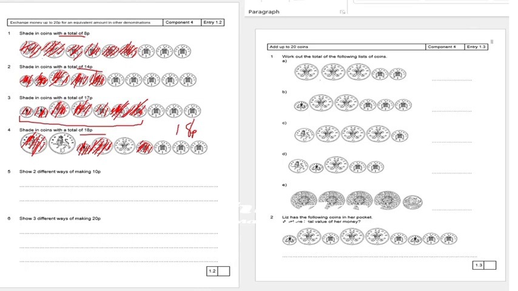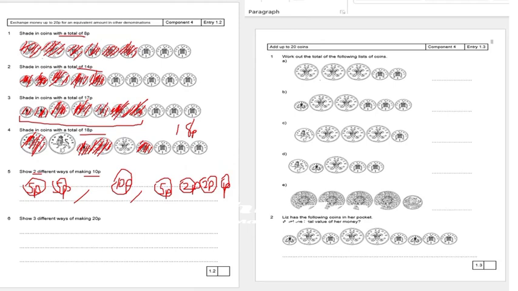Question number 5, show 2 different ways of making 10p. Well, I can do 5p and 5p. That's probably the quickest way. I can even just do 1 10 pence coin, because that makes 10p. But another way, if you're interested, could be a 5 pence coin, a 2 pence coin, a 2 pence coin, and a 1 pence coin.